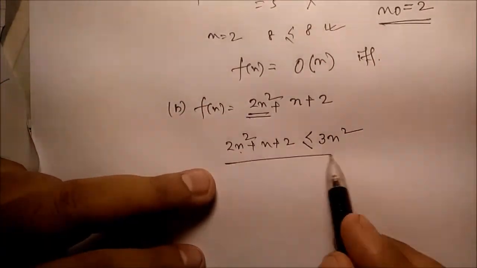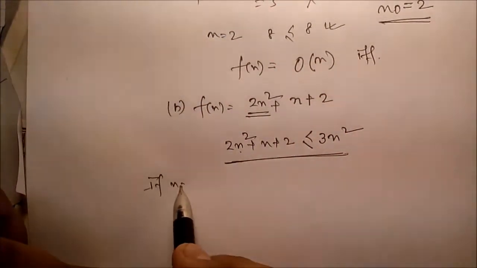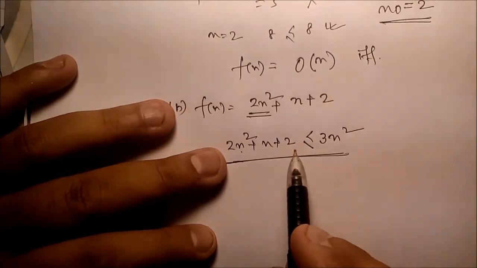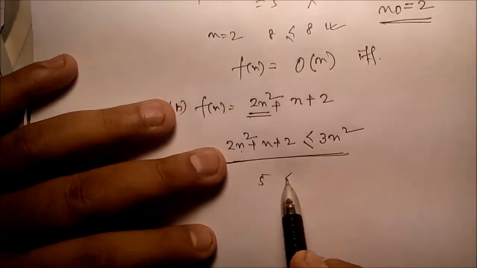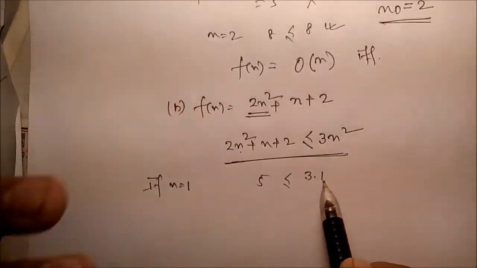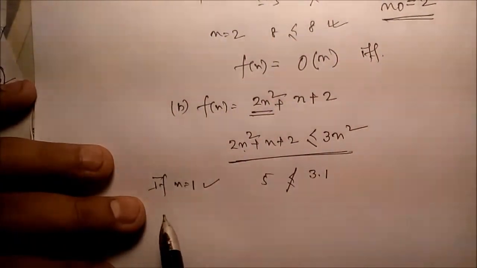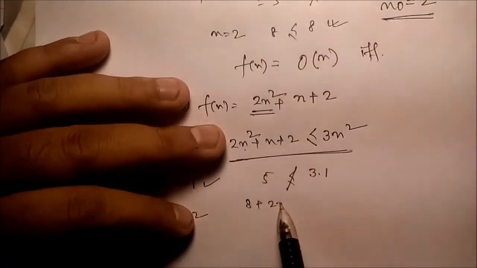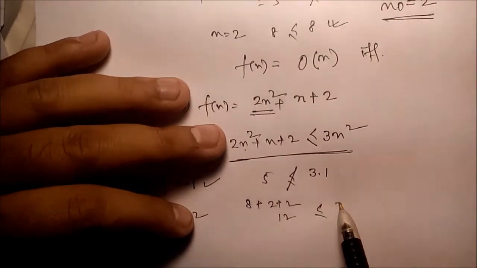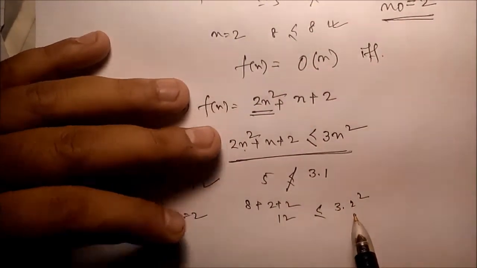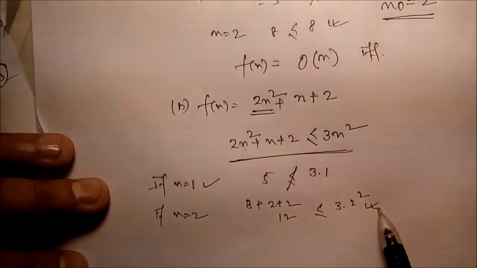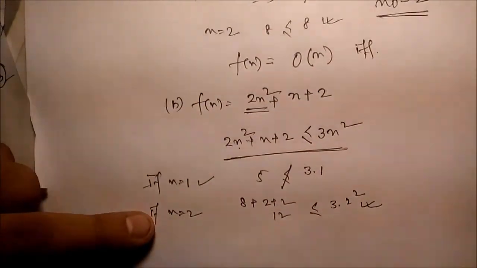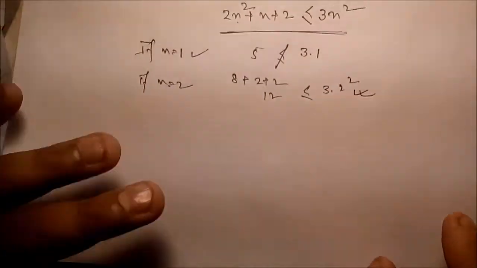Now if n is equal to 1, the value is 2 plus 1, 3, plus 2, 5. And if n is equal to 1, 3 into 1 is 3. So for n equal to 1 it is not true. Now if n is equal to 2, then 2 into 2 square is 8, plus 2 plus 2, it is 12, and here 3 into 2 square is 12. Now it is true. So in this case also n0 is equal to 2, but by chance; it is not always the case. But in this case the n0 value is also 2.